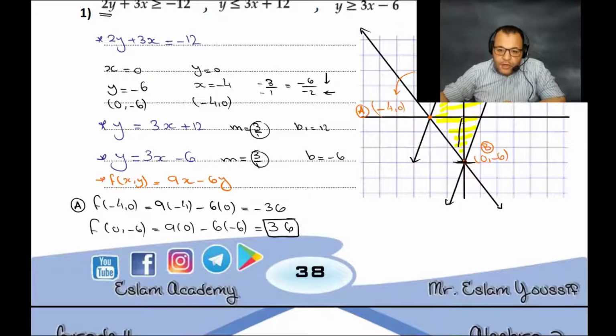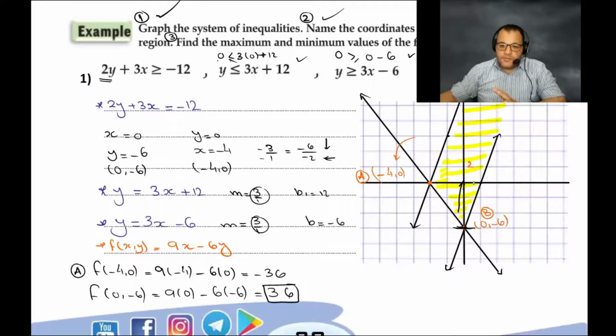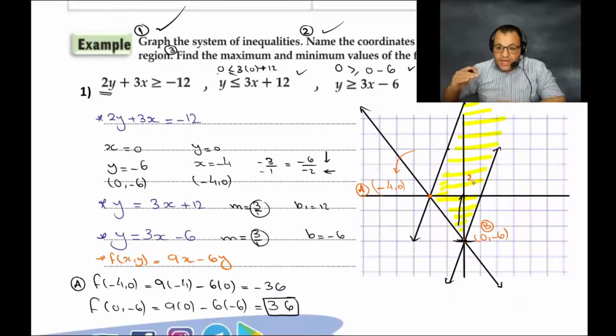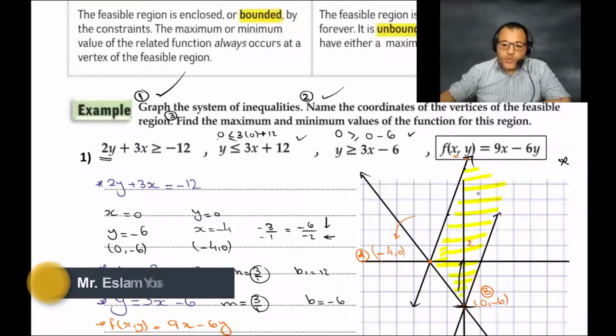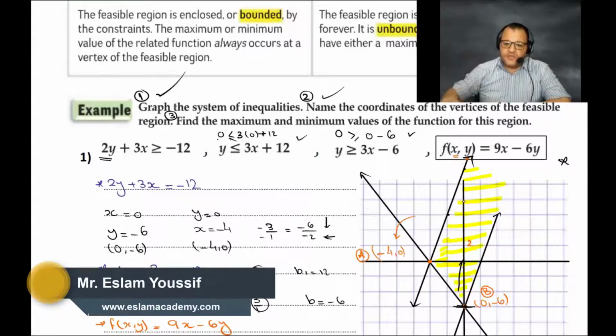By going up, what will happen to the graph? The graph is going up or down? Up. The graph is going up. By going up with the graph, what will happen to the value? Will it increase or decrease? Increase. Again for this one, what is the meaning of the minimum and the maximum? By using the function that we have now, what will happen to the answer? By using the vertices. That is the meaning of linear programming.